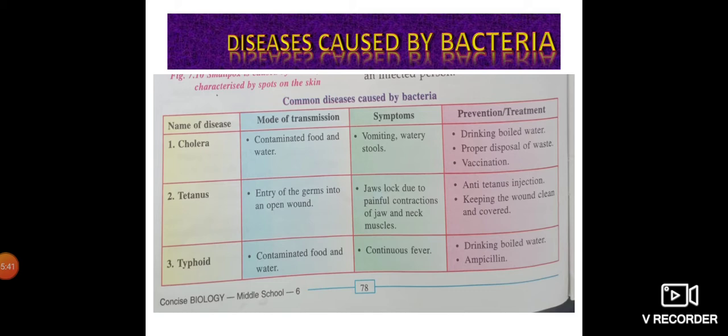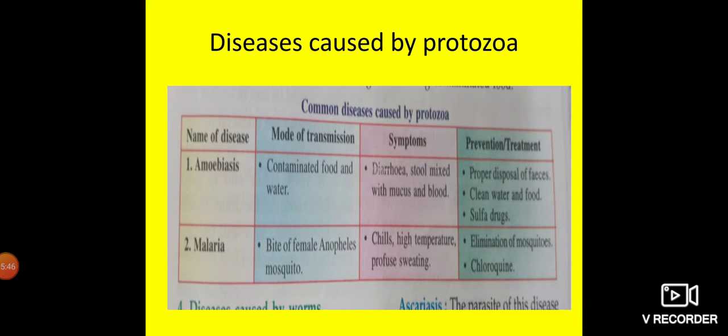Next is diseases caused by protozoa. Protozoa are other microorganisms which cause diseases. Some of the diseases caused by protozoa are malaria and amoebiasis. Malaria is caused by a protozoa called Plasmodium. So the name of the protozoa which causes malaria is Plasmodium.